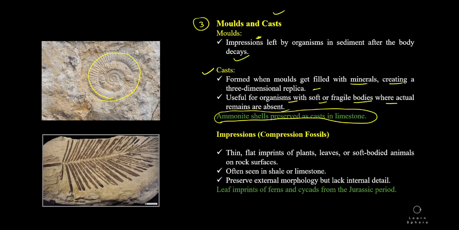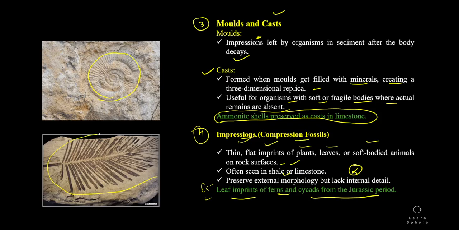Clear? The next type of fossil is impressions or compression fossils. These are thin, flat imprints of plants, leaves, or soft-bodied animals on rock surfaces, often seen in shale or limestone. These types of fossils preserve the external morphology but lack the internal details. This is the example: the leaf imprints of ferns and cycads from the Jurassic period. Here you can see the imprints of a cycad from the Jurassic period on a stone.